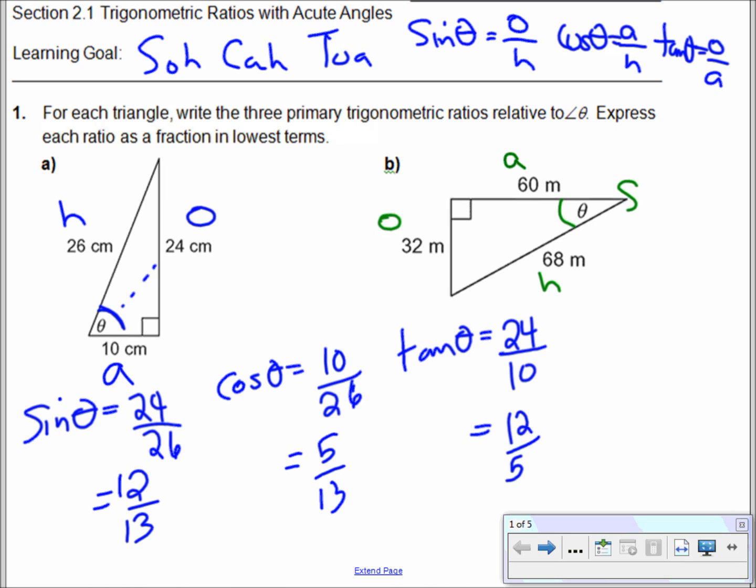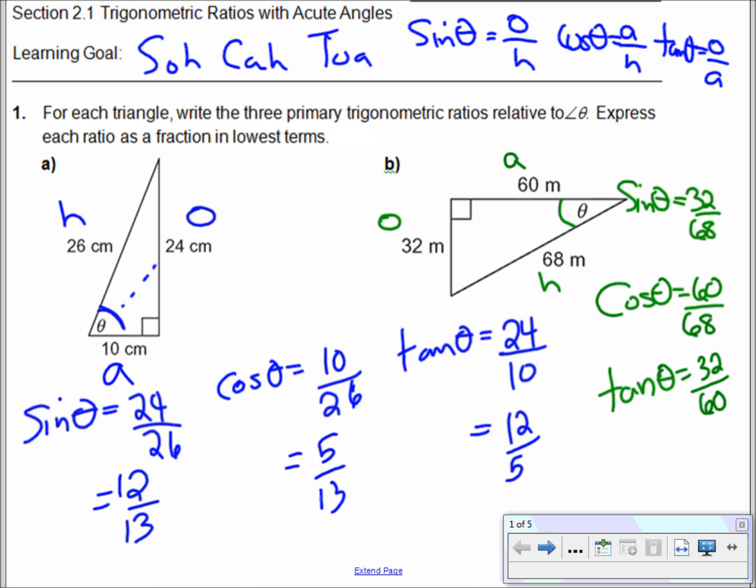So I'm just going to go, okay, well, sine theta is equal to opposite over hypotenuse. So it's going to be 32 over 68. I'm running out of space, so you guys can reduce them, but I just want to make sure you know how to get them into the appropriate form, okay? Cos is adjacent over hypotenuse, so it's going to be 60 over 68. And tan theta is equal to opposite over adjacent, so it's 32 over 60. Okay, again, if you're stuck on reducing them, no big deal, I'll show you how to do it.